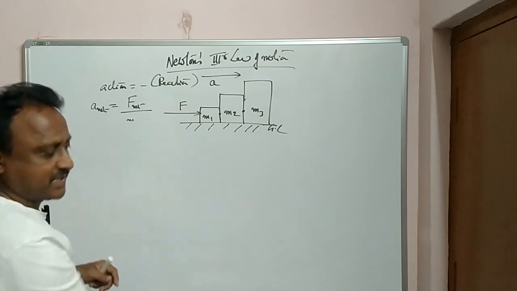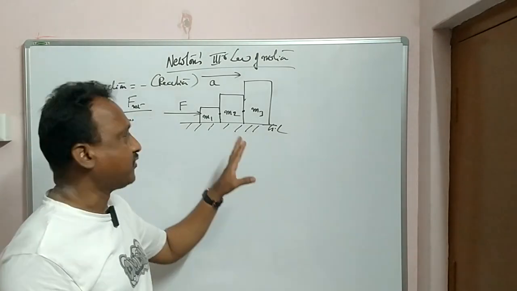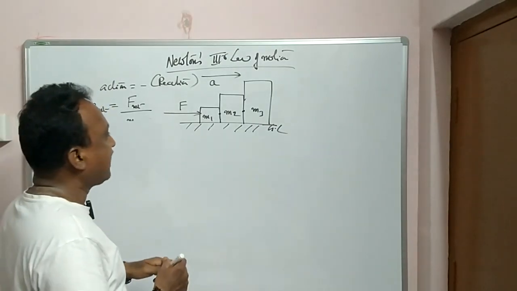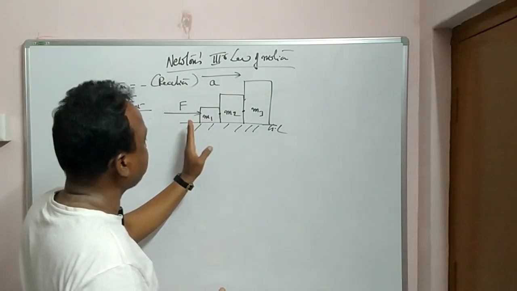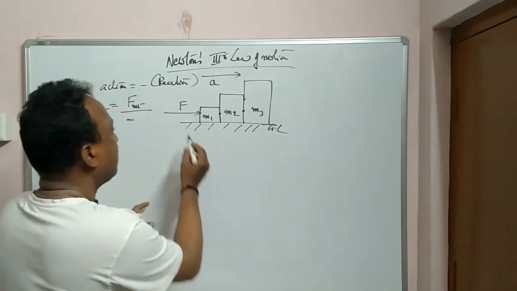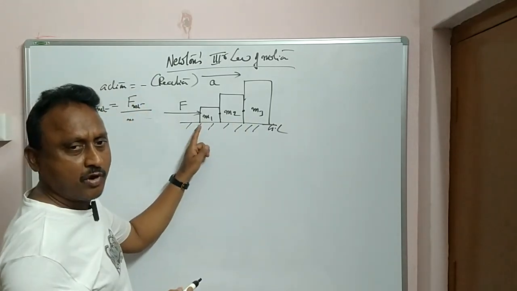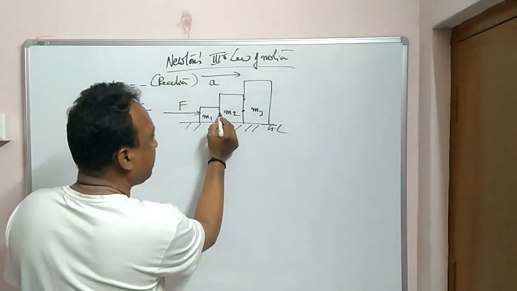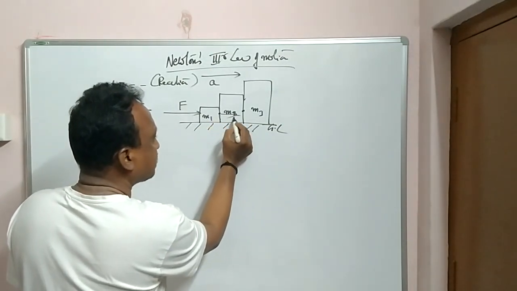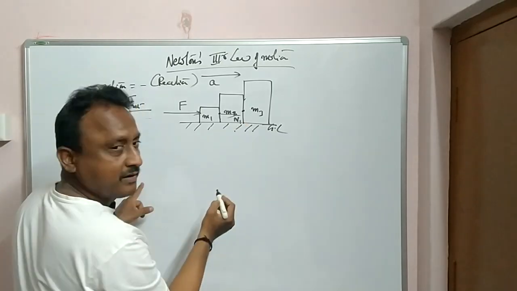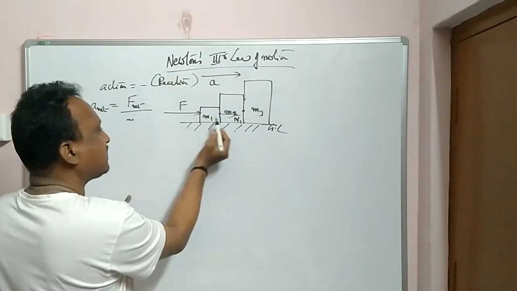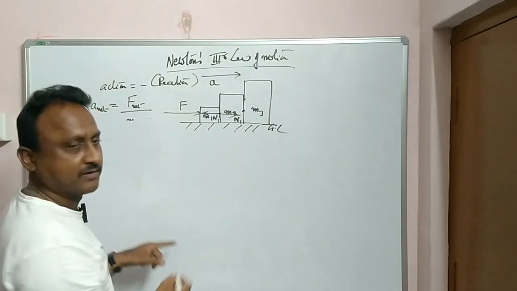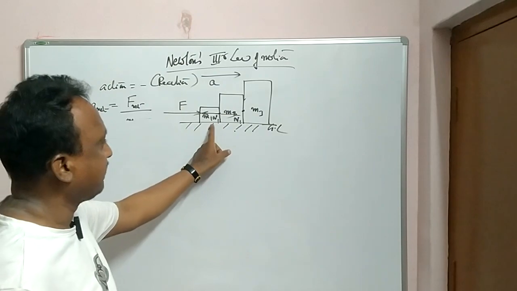For this same problem we also find the contact forces. A contact force is nothing but a normal force. So how do we calculate the normal force between these bodies, M1, M2 and M3? See here, F is acting on block M1. M1 will try to give some force on M2, let it be N1. In the same way, according to Newton's third law, M2 will apply the same force N1 on M1. This is the contact force between M1 and M2.